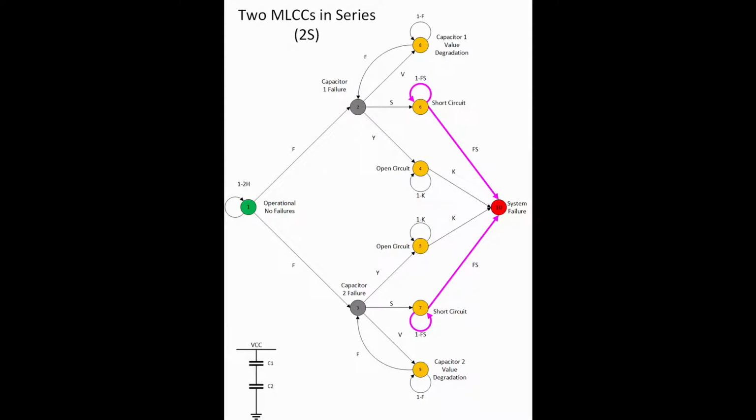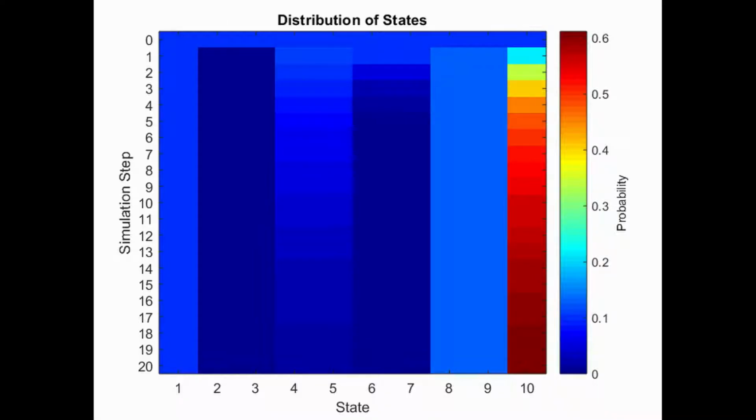So for the two MLCCs in series, it's very similar to the two MLCCs in parallel. The difference here is that instead of prolonging the time it spends in the open circuit failure, we're just prolonging the time it spends in short circuit failure before causing a system failure. The MATLAB output for two MLCCs in series is very similar to two MLCCs in parallel. The only difference is that it prolongs the rate of failure for the first two states, but the overall failure rate is actually increased from two MLCCs in parallel. So this is not a recommended configuration to increase reliability either.